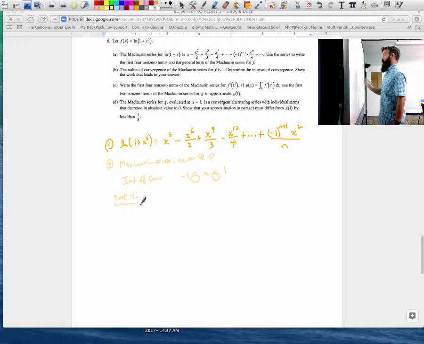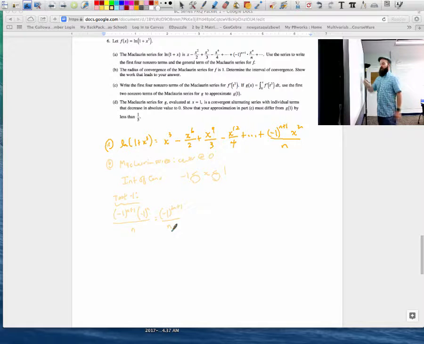And you test the endpoints by plugging them into the x for the general term and checking whether that series converges or not. So when I plug negative 1 into that, I got negative 1 to the n plus 1. I'm replacing x with negative 1, so this is negative 1 to the n, all over n. Now, when I combine those powers, I get negative 1 to the 2n plus 1, all over n. And then this is like the harmonic series. If it's the alternating harmonic series, it converges. If it doesn't alternate, it diverges, because it's just a harmonic series, and that's what harmonic series do.